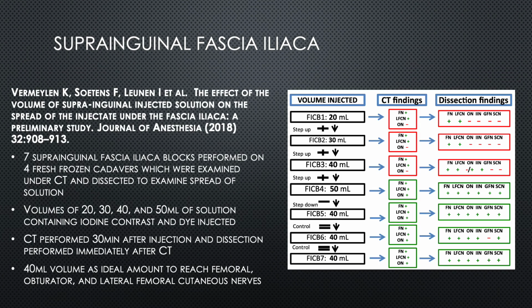This study examined the optimal dose of local for a suprainguinal fascia iliaca in fresh frozen cadavers based on CT findings and a dissection of the spread. The volumes were based on a step-up, step-down sequencing. The study determined that 40 mLs was the optimal volume to cover femoral, obturator, and lateral femoral cutaneous nerves.